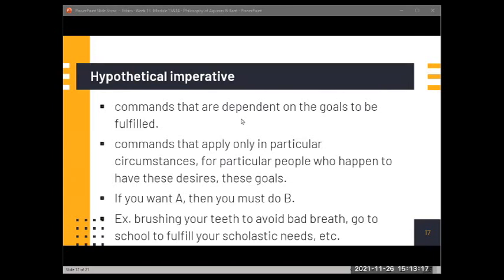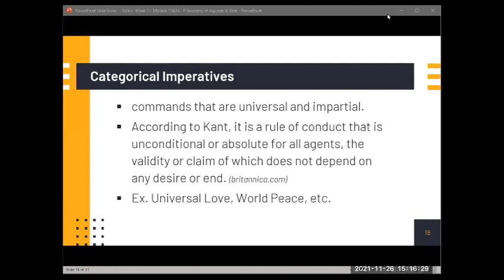Now, why is it called hypothetical? It's considered as hypothetical because it depends upon the goals to be fulfilled. In categorical imperative, these are commands that are universal and impartial. Now, why is it considered universal? It is universal because all people, in virtue of being rational, would act the same way. Meaning, each and every one of us will be given the same reaction depending on the situation. Now, why is it considered impartial?